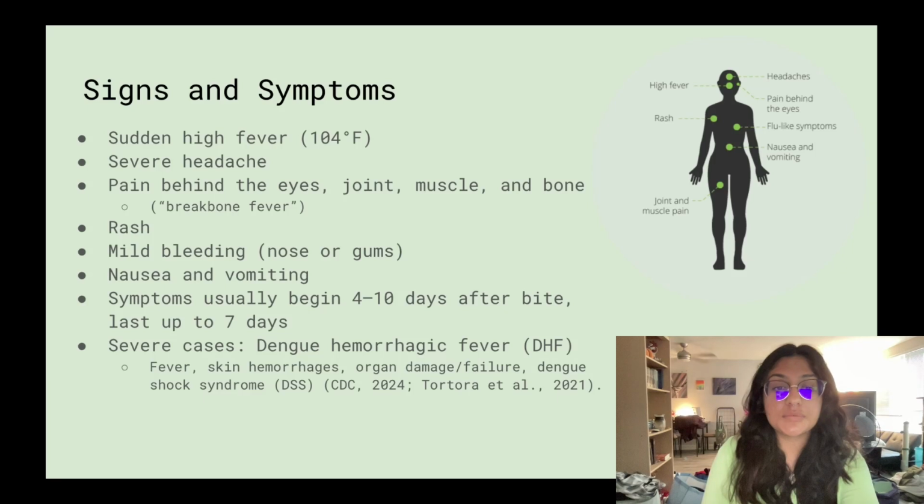According to the CDC, symptoms usually start appearing 4 to 10 days after the initial mosquito bite and can last up to 7 days. In severe cases of dengue, a different kind of fever known as dengue hemorrhagic fever, DHF, can cause skin hemorrhages and lead to organ damage or organ failure. An overreaction to the dengue virus from the immune system can cause dengue shock syndrome, DSS, which is characterized by a sudden drop in blood pressure due to cardiovascular permeability and fluid leakage, leading to potential death if not treated immediately.